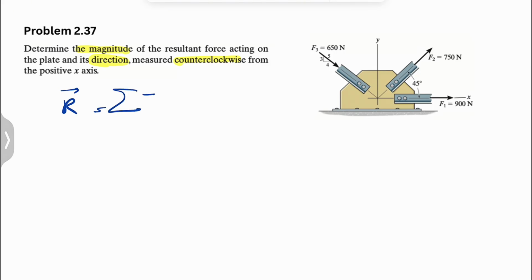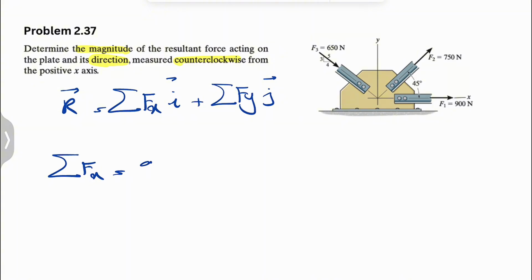The x component would be the sum of all forces in x, and i would be our unit vector for x. And we're going to have the sum of all forces in the y direction. That's going to be the j, or the y component, of this resultant. So as always, we're going to have the sum of all forces in x. We have F1, which acts along the positive x-axis, so 900.